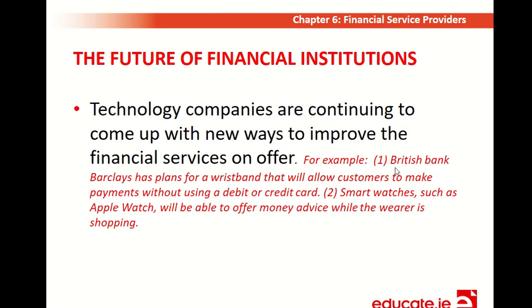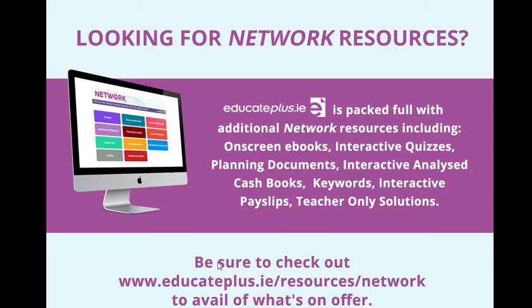So they're saying here examples are British bank Barclays has plans for a wristband that will allow customers to make payments without using a direct debit or credit card. Okay, so their own wristbands, which would be handy. Smart watches, as said, are already there, such as Apple or your Fitbit, and will be able to offer money advice while the wearer is shopping. Interesting. Okay, so that'd be good to see.